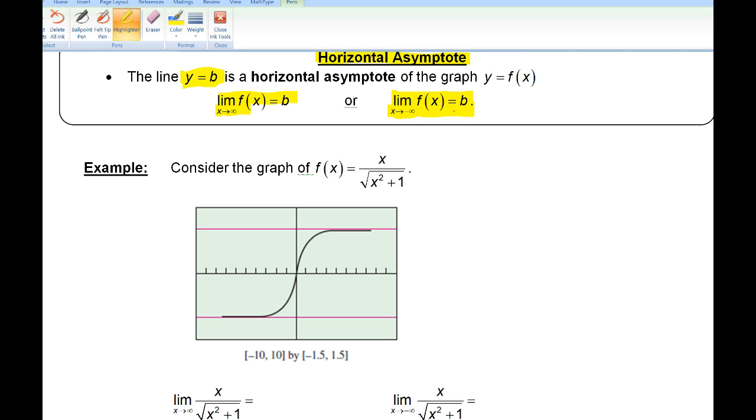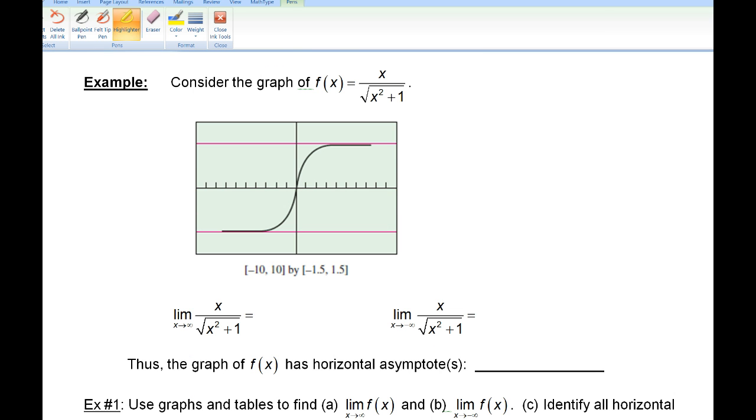Okay? Let's look at this example. Now, we can graph this on our calculator, but I have it here for you. It's x over the square root of x squared plus 1. So let's look at the limit right here, as x approaches infinity, and then negative infinity. So let's look at positive infinity first. What's happening to the graph? So I'm looking at this part, approaching 1 point, like the y value.